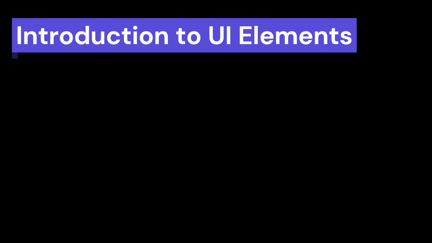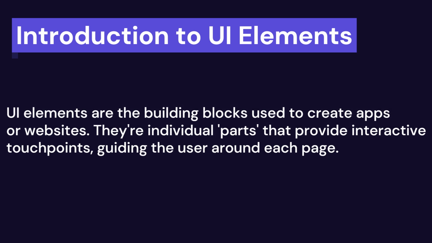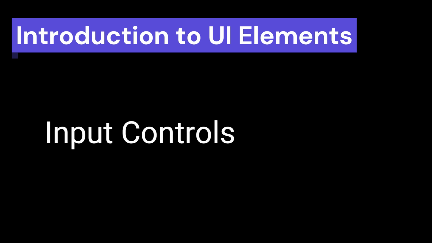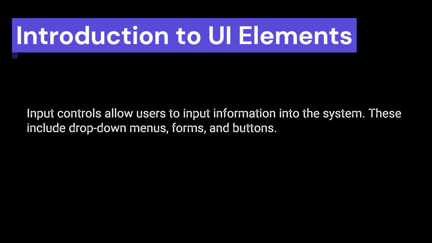Let's talk about introduction to UI elements. UI elements are the building blocks used to create apps or websites. They are individual parts that provide interactive touchpoints, guiding the user around the page. There are four main categories of UI elements. We have the input control. Input controls allow users to input information into the system. These include drop-down menus, forms, and buttons.